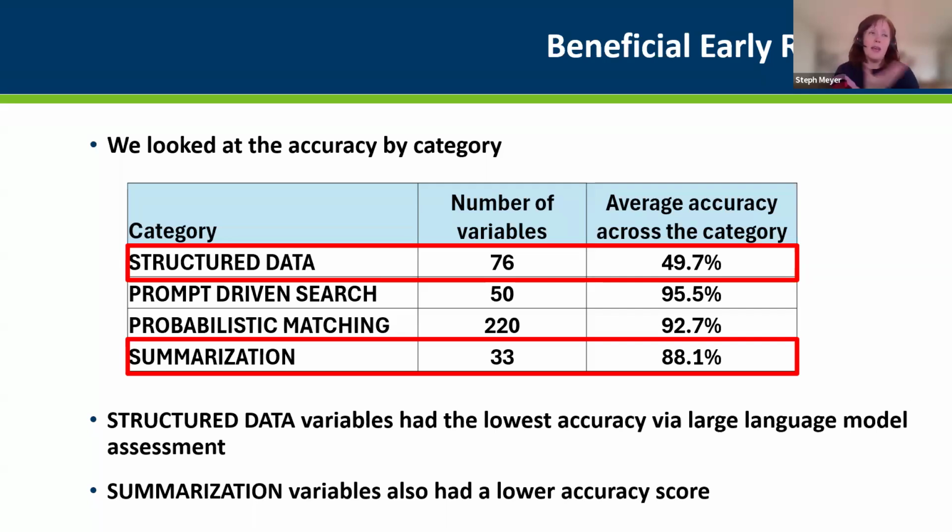And then, of course, the thing I'm not highlighting here is the more successful part of the prompt-driven search and probabilistic matching categories. We really did have a pretty high percentage of accuracy across those variables, and we were glad to see that piece come through.